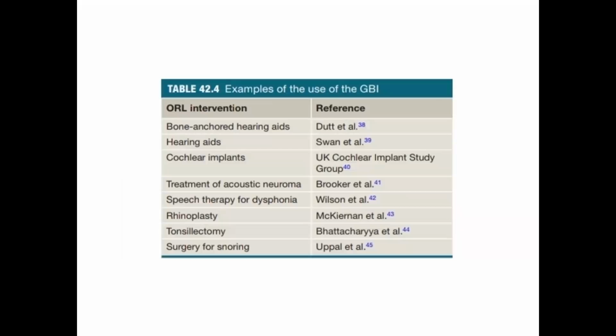So this is all the things that is done by different people. Examples of this GBI. So this Glasgow information, this one is based on all these different types of treatment. They have placed this charting.